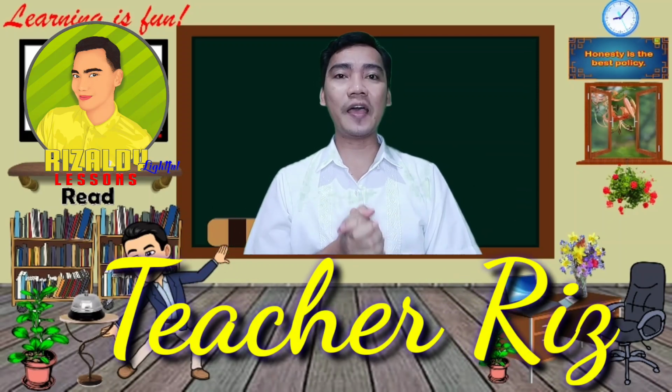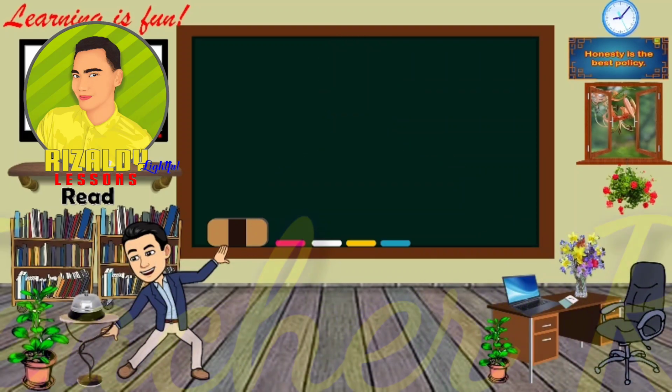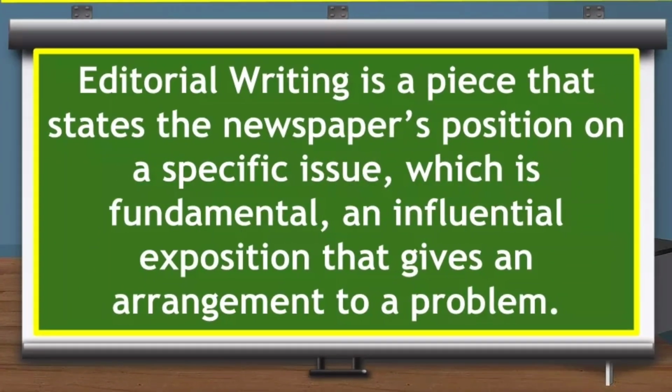So today I will help you learn this topic. Editorial writing is a piece that states the newspaper's position on a specific issue, which is a fundamental and influential exposition that gives an arrangement or solution to a problem. Therefore, the editorial staff or editorial board will give their stand or their point of view on a certain issue. It may be a social issue or current events. That's why it's editorial.